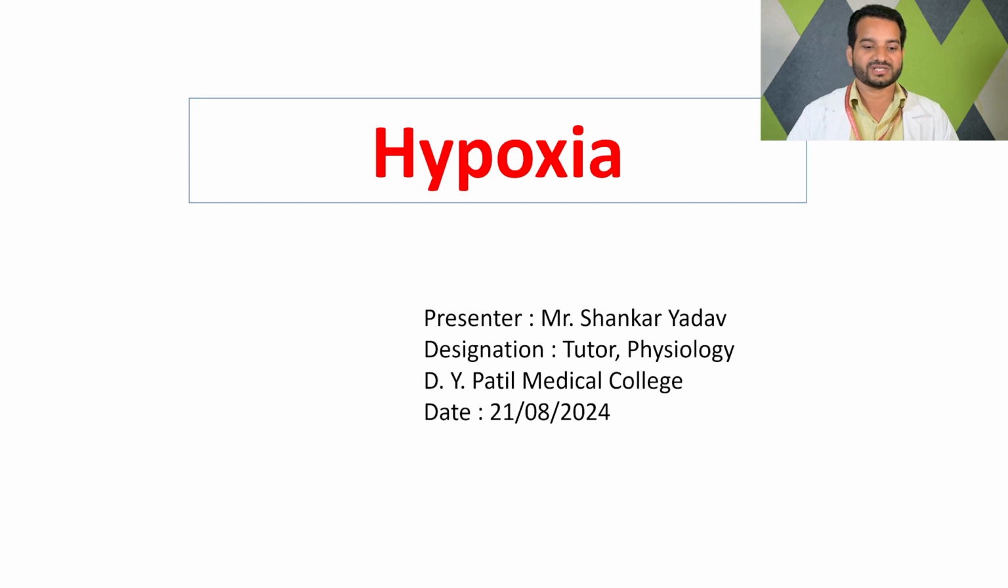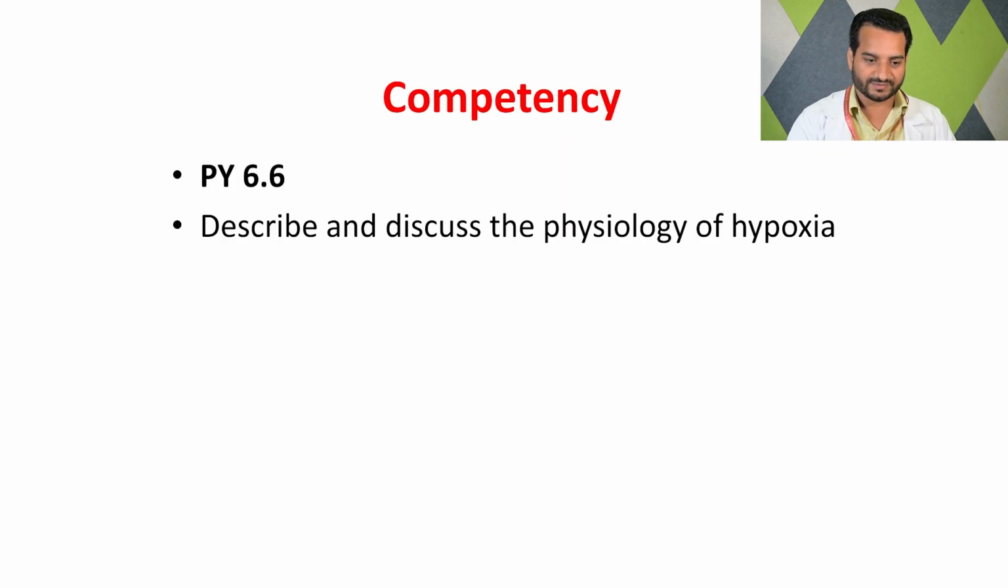And today we are going to discuss a very interesting topic, that is hypoxia. So hypoxia is made up of two words, that is hypo and oxia. So hypo means decrease and oxia means oxygen. So hypoxia is defined as the decreased oxygen at tissue level.